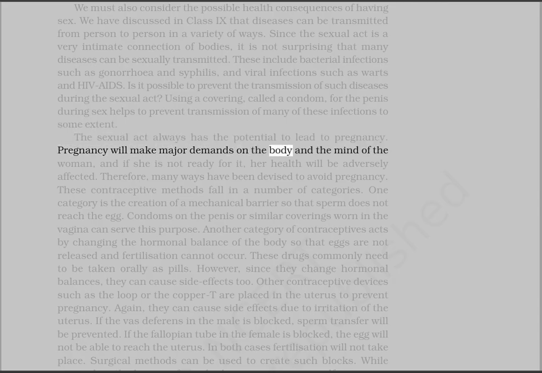Pregnancy will make major demands on the body and the mind of the woman, and if she is not ready for it, her health will be adversely affected. Therefore, many ways have been devised to avoid pregnancy. These contraceptive methods fall in a number of categories. The first category is the creation of a mechanical barrier so that sperm does not reach the egg. Condoms on the penis or similar coverings worn in the vagina can serve this purpose.